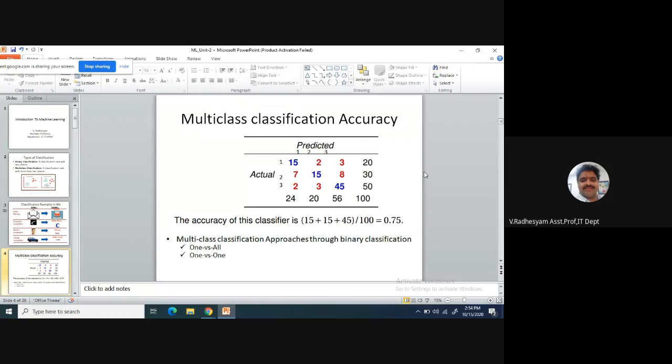Maybe in the examination a question like this will be asked, like a numerical problem also. Don't be surprised. There are three classes like this. Actual is this, predicted is this. Find the multi-class classification accuracy. Likewise it is given, you should not be confused. You need to do that if a numerical problem is given in the examination.